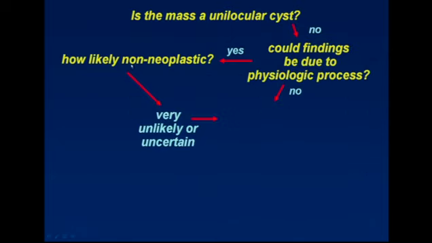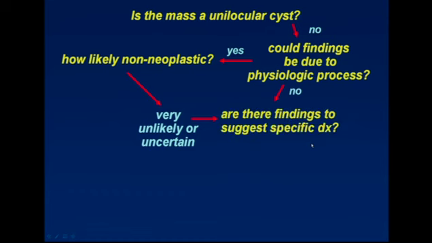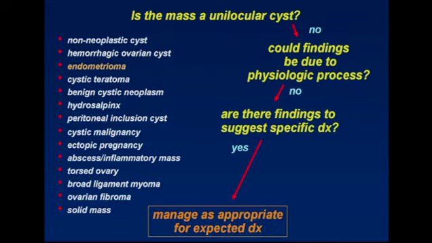So if we get to this stage and we decide that no, the findings are not reasonably due to a physiologic process, or they might have been due to a physiologic process, but because we followed it and it hasn't changed, or because it's over a certain size, we can't be reasonably certain that this is a physiologic process, then we want to go to the next step in the algorithm and say, are there findings to suggest a specific diagnosis? So this is our list of diagnoses.